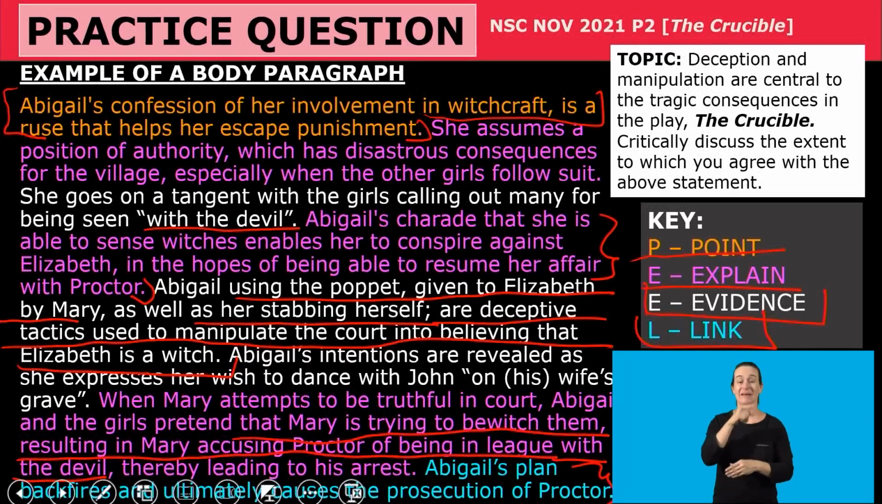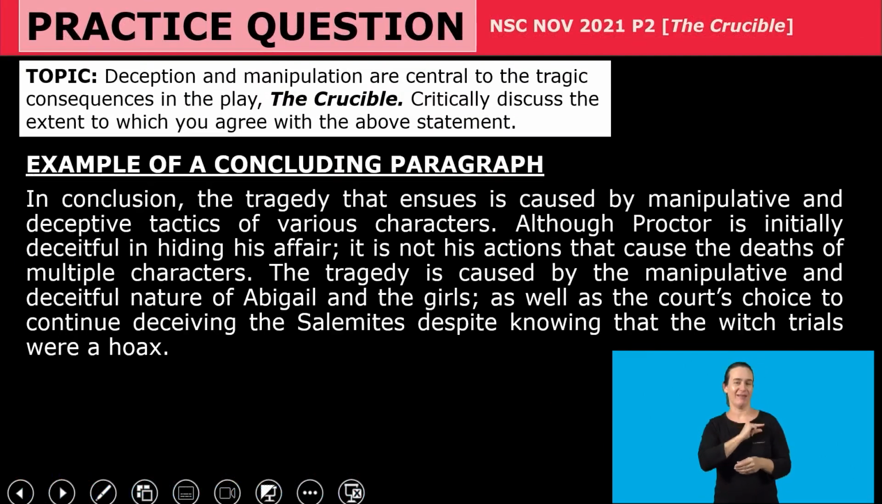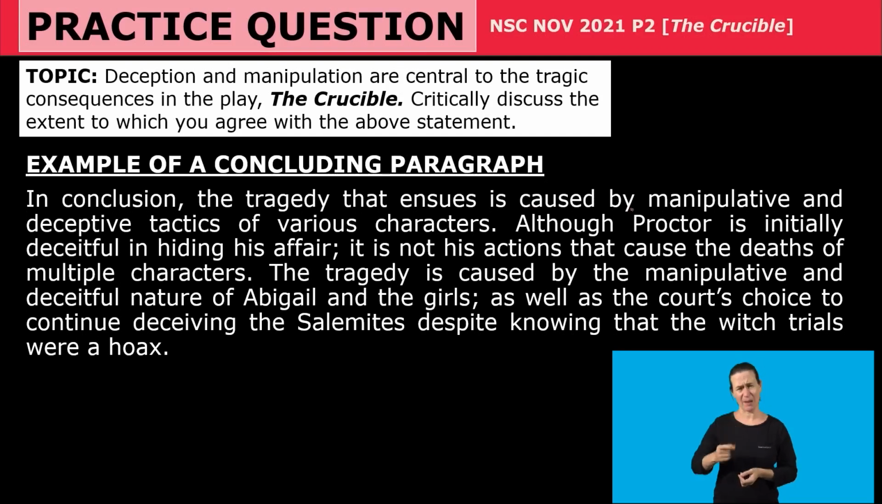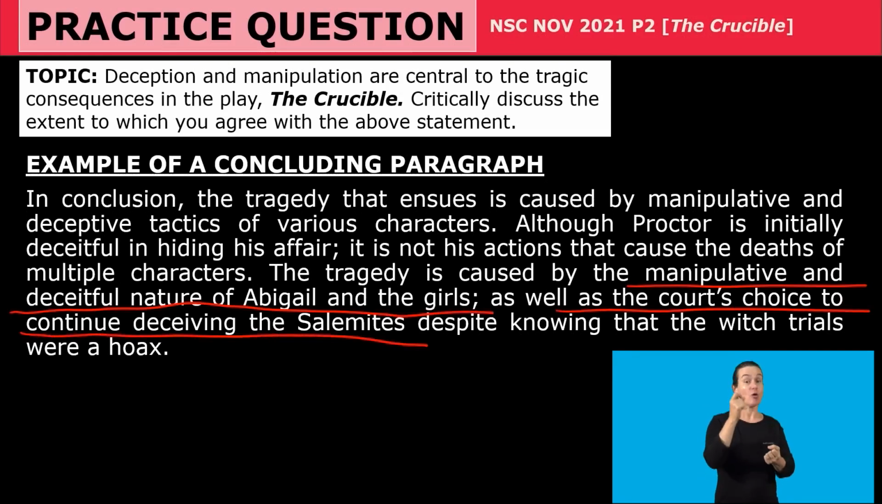Now, let's look at the conclusion. Remember, no new ideas. In conclusion, the tragedy that ensues is caused by the manipulative and deceptive tactics of various characters. Although Proctor is initially deceitful in hiding his affair, it is not his actions that cause the deaths of multiple characters. The tragedy is caused by the manipulative and deceitful nature of Abigail and the girls, as well as the court's choice to continue deceiving the Salemites, despite knowing that the witch trials were a hoax.